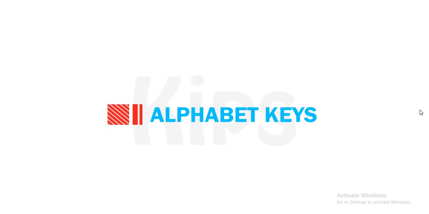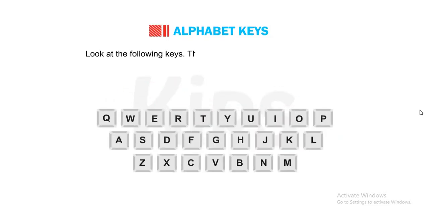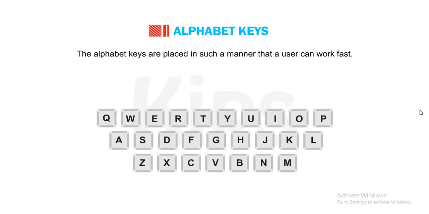Let us first talk about the alphabet keys. Look at the following keys. There are 26 alphabetic keys from A to Z. They are not present in alphabetical order. These keys are used to type words, sentences, or paragraphs. The alphabet keys are placed in such a manner that a user can work fast.